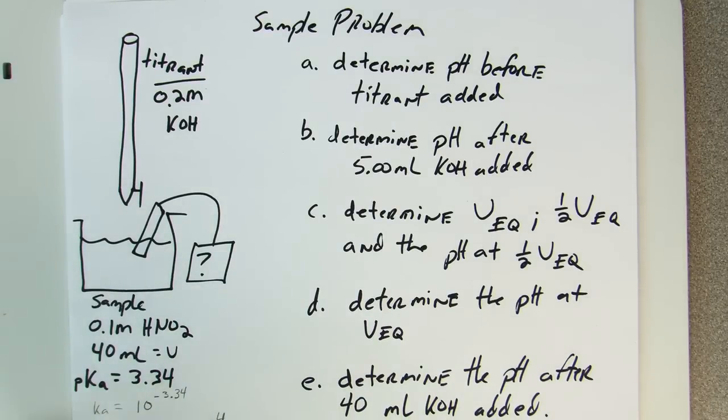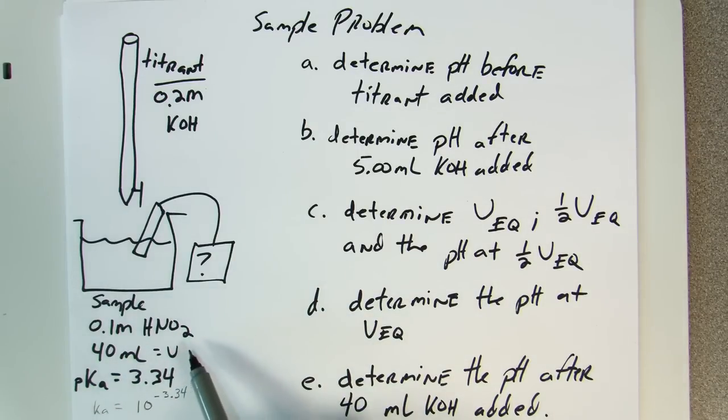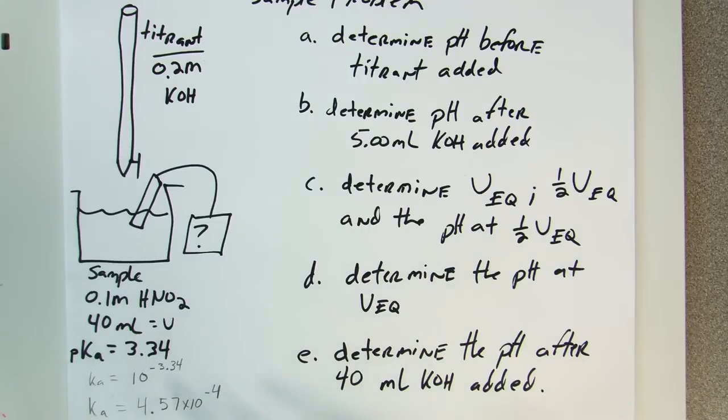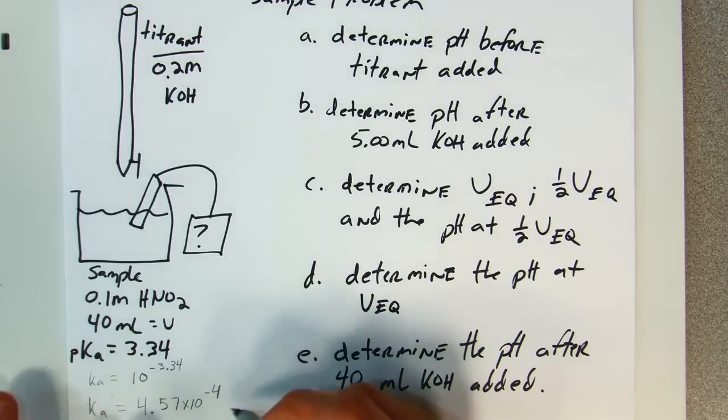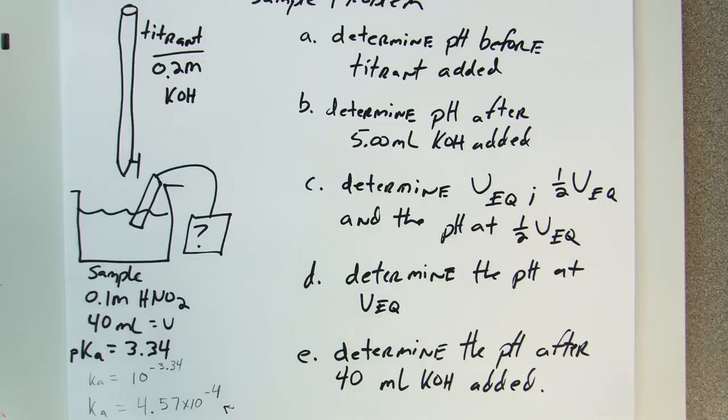In this problem, we're going to titrate a sample of HNO2. Now this is not HNO3, this is HNO2, which is a weak acid. This particular acid has a pKa of 3.34. Now if I want to solve for the Ka, I can. I take the anti-log operation, essentially take 10 and raise it to the negative 3.34, which yields a Ka of 4.57 times 10 to the minus 4. So indeed, this is a weak acid, right?